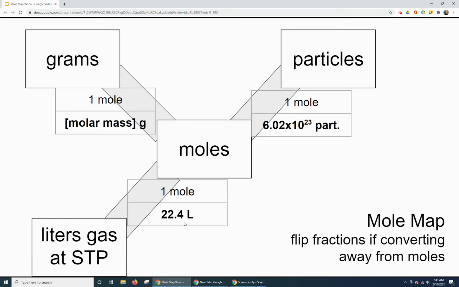All right, these fractions as shown on screen right here are shown in the way that they should be set up in dimensional analysis if you're going away from the outside units and towards mole. If in doubt, mole it out. So those are set up like if you're going from grams to moles or particles to moles or liters to moles, you'll use the fraction like that because you want to cancel the unit in the denominator. If you were going away from moles, you'd have to flip the fractions because that way you'd have to cancel moles. So you'd have to put moles in the denominator to cancel.